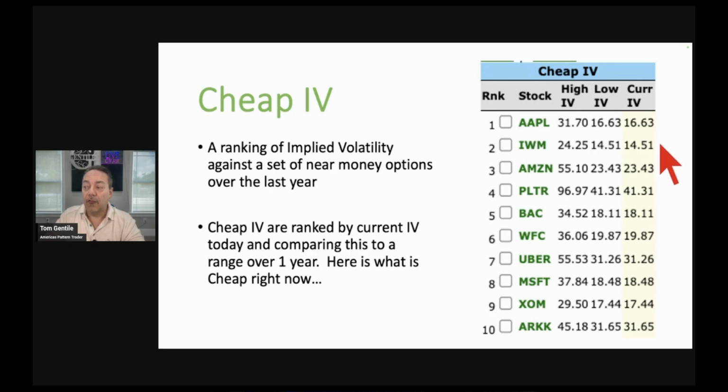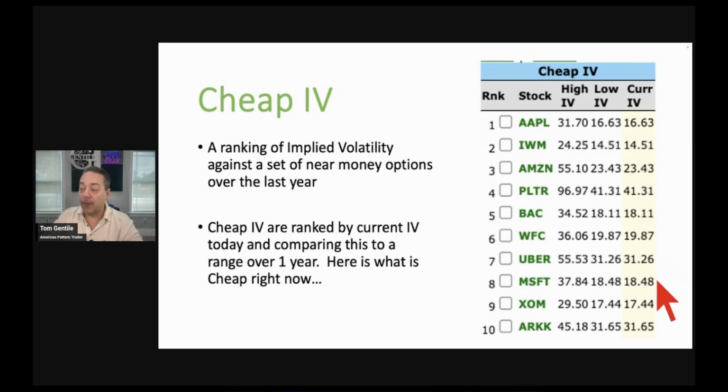So is the Russell, the IWM Russell options. So is Amazon, one-year lows. So is Palantir, one-year lows. So is Bank of America and Wells Fargo. So we've got not only technology stocks out there, we've got bank stocks out there. Here's Uber. I call Uber a technology stock, even though it's basically taxi cab driving. One-year low in implied volatility.